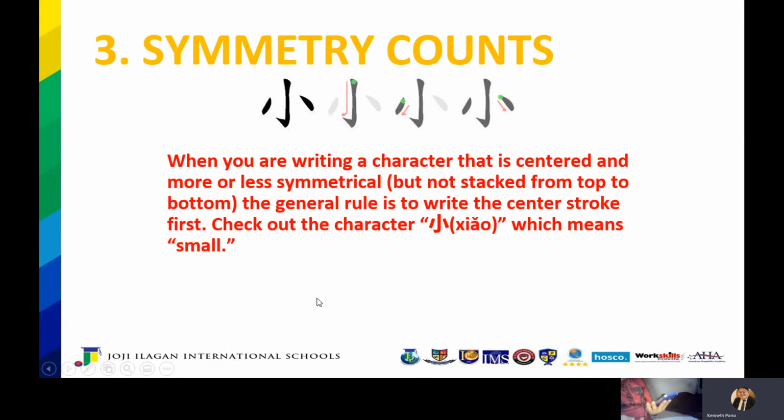Symmetry counts. When writing a character na centered, parang symmetrical daw, you start first with the center stroke first. And then you put the left, then the right. No, strokes from the left and then the right. No, check out the character xiao, which means small. So how do you write small or xiao?